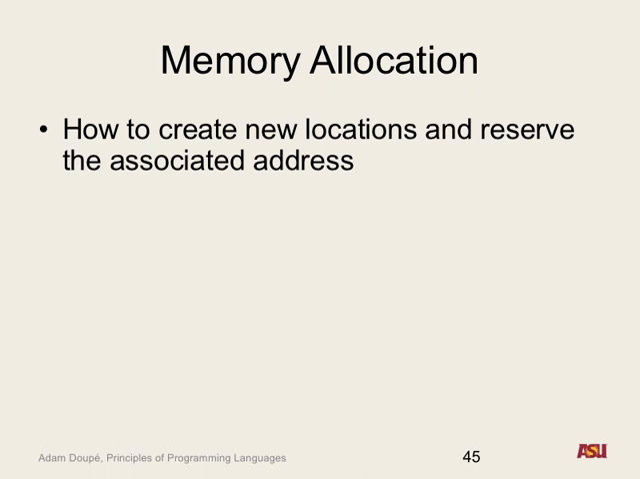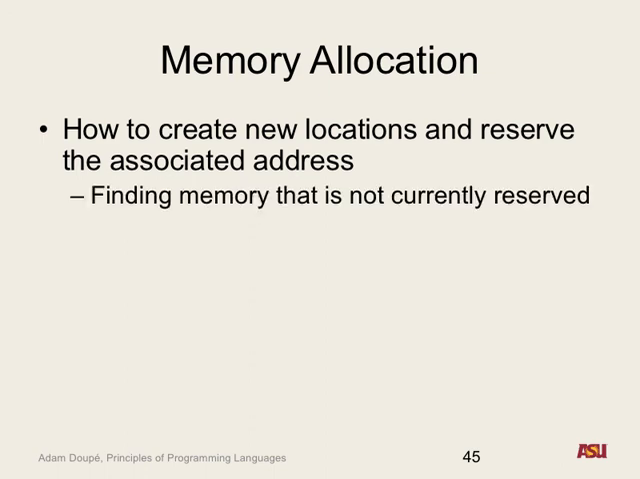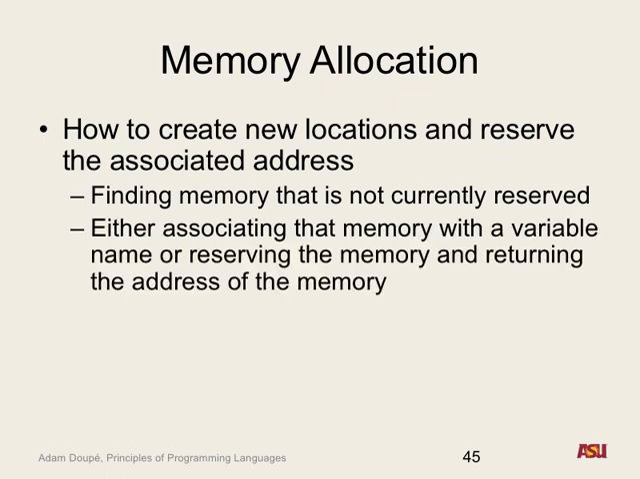So memory allocation creates new boxes and reserves the address that's associated with them. What malloc will do, heap allocation, is try to find memory that's not currently reserved and return that memory. Memory allocation is going to either associate memory with a variable, binding that name to some memory location, or not give it a name and return the address, which is what we saw in malloc.